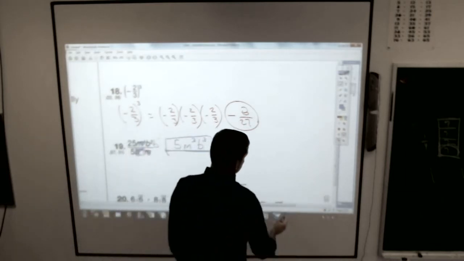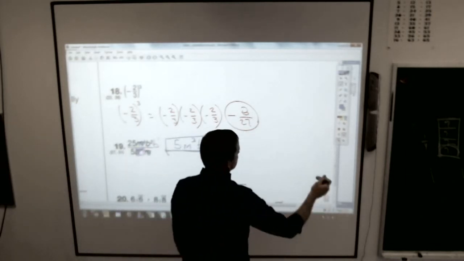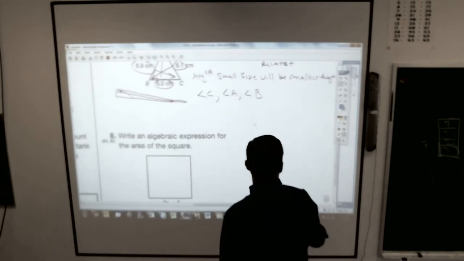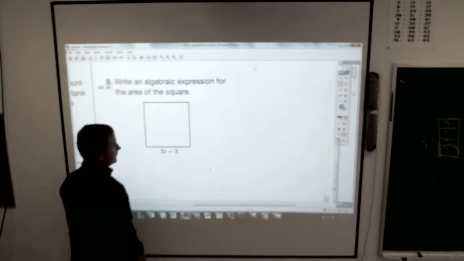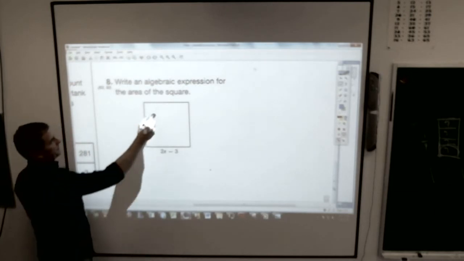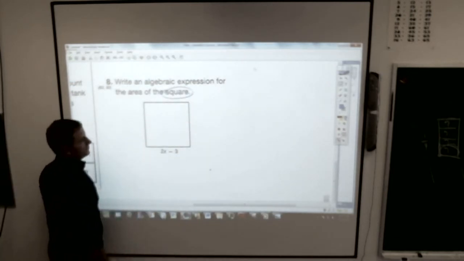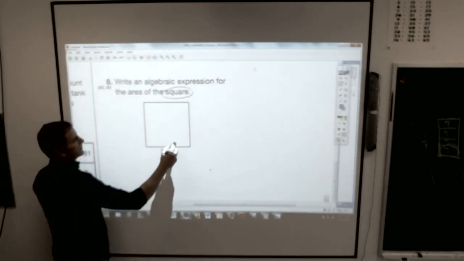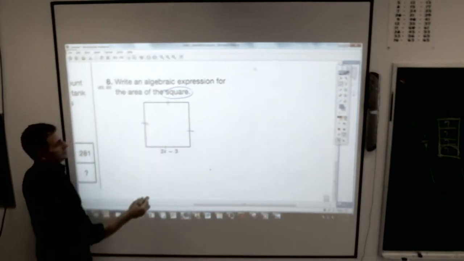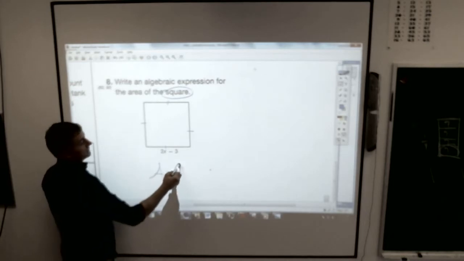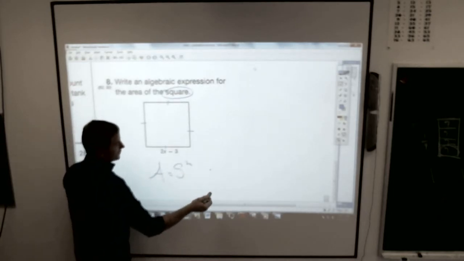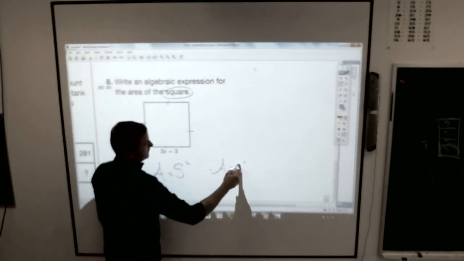Number 8. Algebraics for the area. It's a square. By definition, a square has 4 equal sides. The actual area of a square, you can think of 2 ways. It's either side squared, or you could call it side times side.